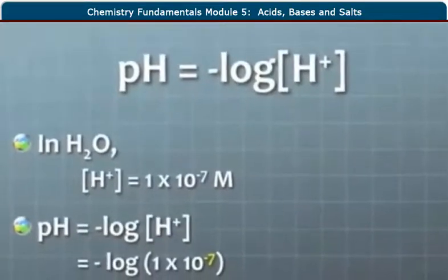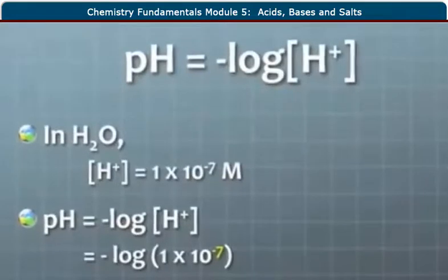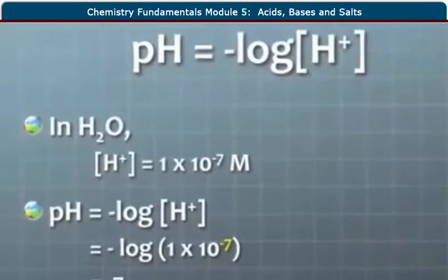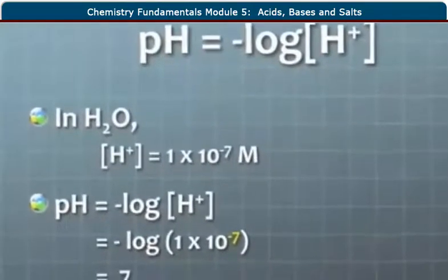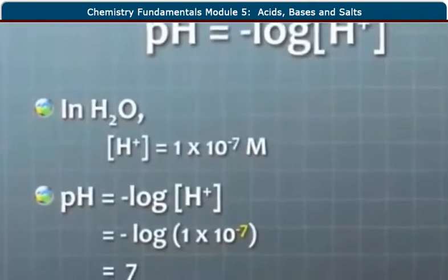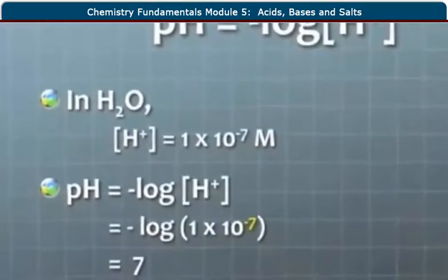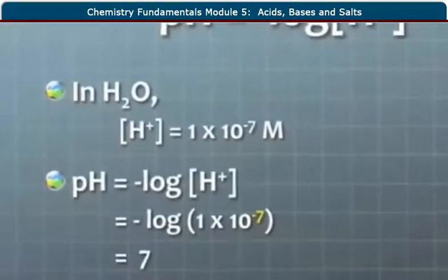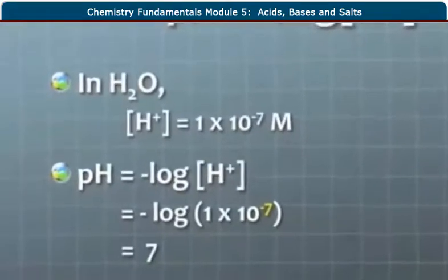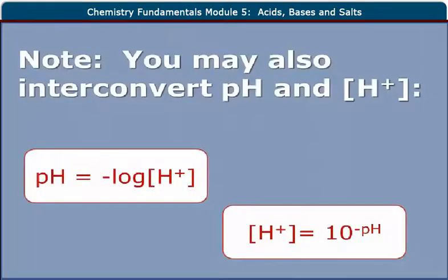For water, the hydrogen ion concentration has a value of 1 × 10⁻⁷ molar. Therefore, the pH is the negative log of this value, which is 7, which indicates a neutral solution, which we should expect from pure water. You may also interconvert pH and hydrogen ion concentration as shown.